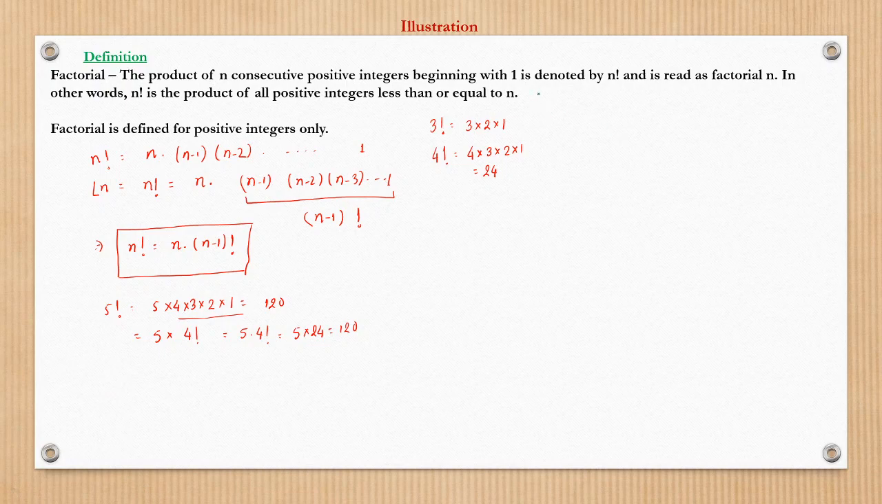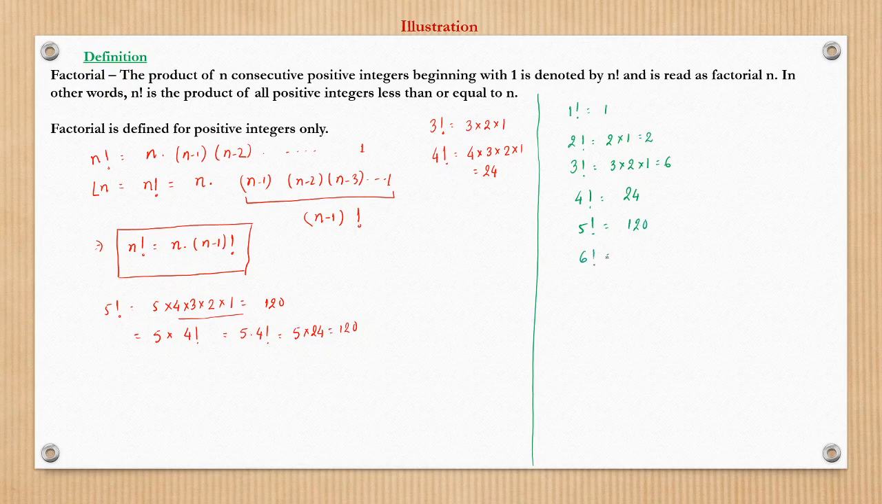Just for better understanding and revision sake, I write down the factorial value of all the numbers from 1 to 10. So 1 factorial is 1. 2 factorial is nothing but 2 into 1, which is 2. 3 factorial is 3 into 2 into 1, which is 6. 4 factorial would be nothing but 4 into 3 factorial. 3 factorial is 6, so 4 into 6 is 24. So directly I can write 5 factorial will be nothing but 5 into 4 factorial. 5 into 24 is 120.